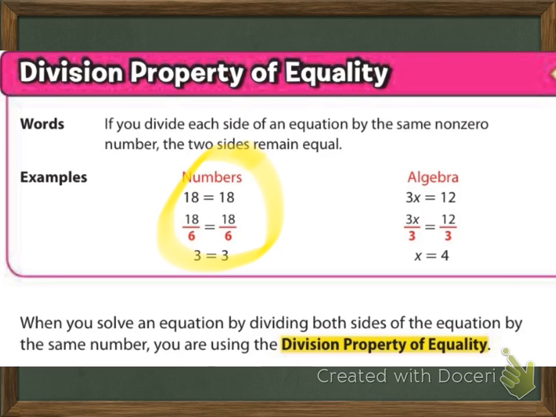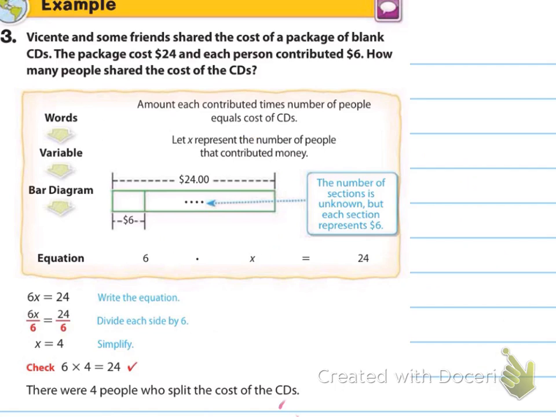All right. So what we need to do is divide both sides by 6. When we do that, we see that we still are equal with 3 equals 3. It's the same for algebra. As long as you do it to one side, you do the other, we're still equal. We're still in balance. So when you solve an equation by dividing both sides of the equation by the same number, you are using the division property of equality. So if division is the way that we have to solve it, then that's the division property of equality.